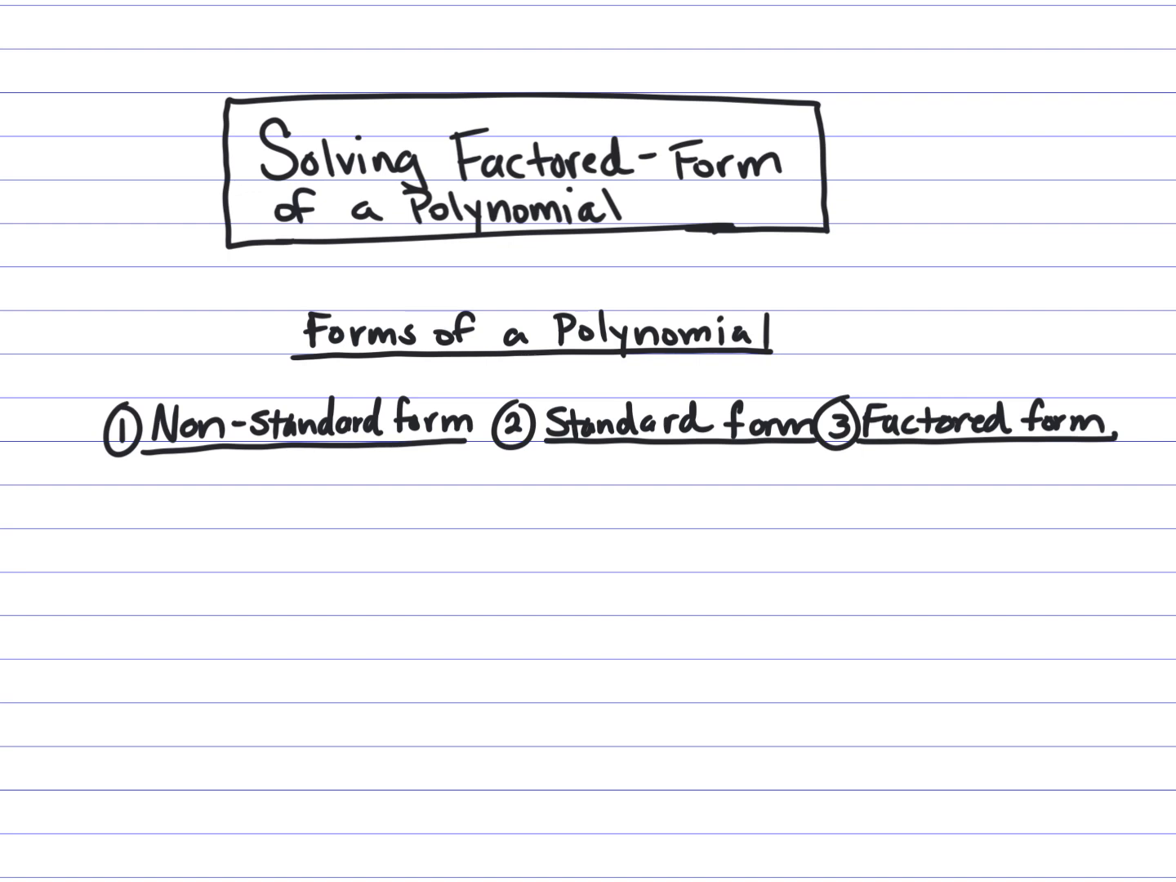Here we are solving factored form of a polynomial, and this is like our first lesson as we enter into factoring, so it's pretty exciting and pretty important. As we begin to solve polynomials, I thought it would be useful to first look at the different forms of a polynomial, because there are three. The first is non-standard form, and this would be an example like we saw in our notes where we had to actually rearrange it.